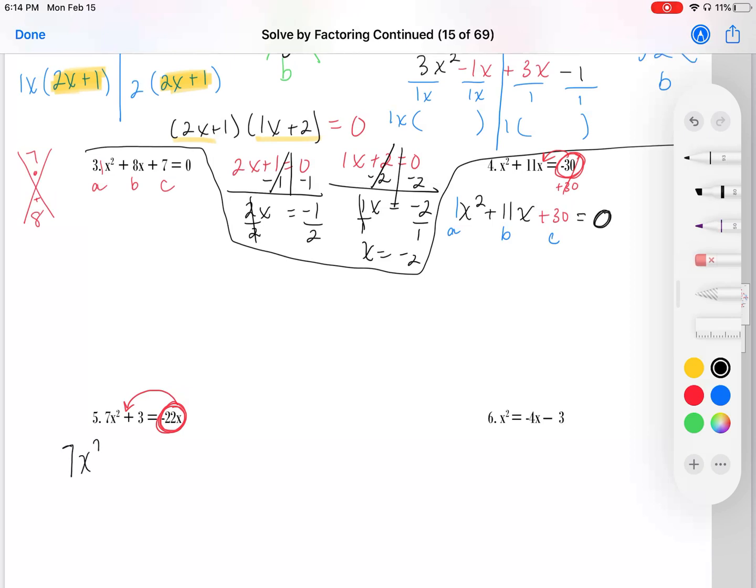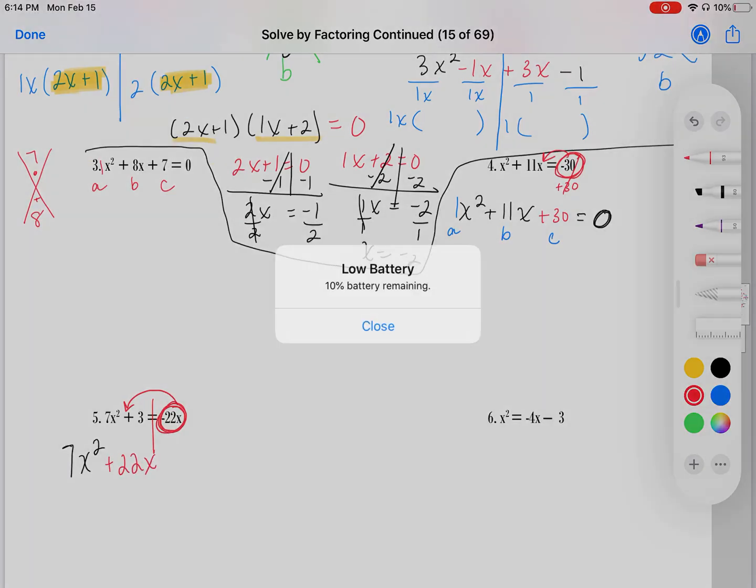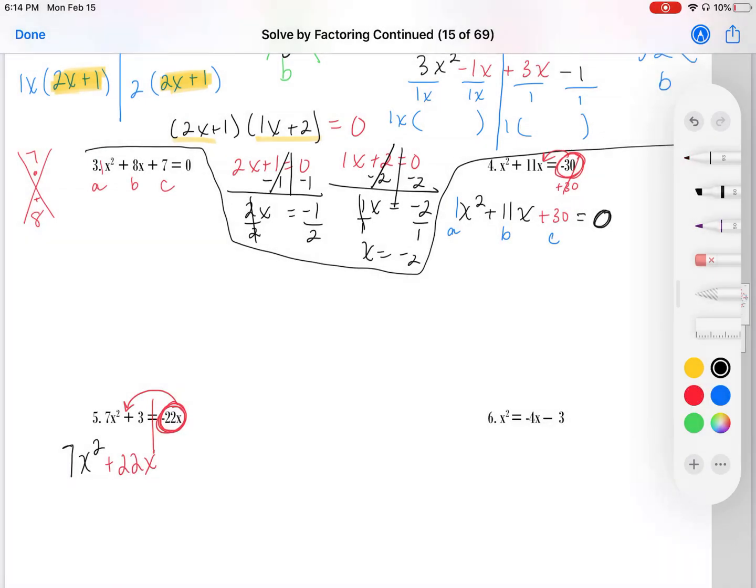So this is 7x squared. When I move a negative 22 across an equal sign, you have to do the opposite. So you would add 22x. Then there's a plus 3. Now that you move the 22 over, it will now equal 0. Now we have an a, that's the number with the x squared, a b, that's the number with the x, a c, that's the constant by itself, and it equals 0. So now you're ready to draw your x and do a times c over b.